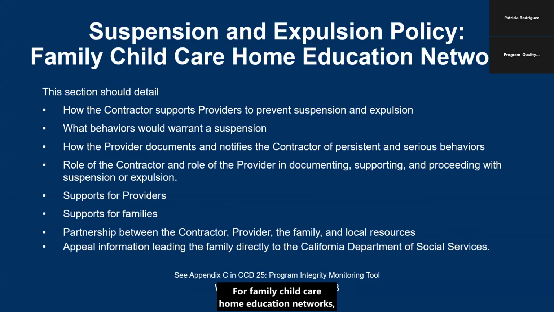For family child care home education networks, your handbook will outline the separate roles of the contractor and provider in the event that a child's behavior meets the definition of serious and persistent. The contractor must respond timely to the provider's request for support and facilitate the partnership between the family and any community resources. The provider must document the behaviors and report all relevant information to the contractor. The contractor and provider will co-develop a plan to ensure the safe participation of all children in the program. Please refer to CCB 24-23 for more guidance on this topic.